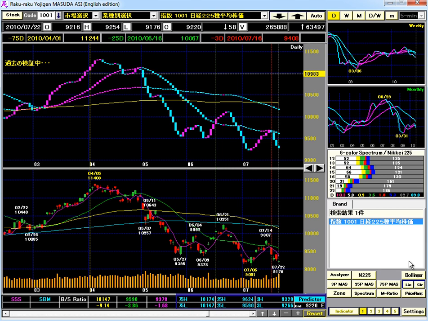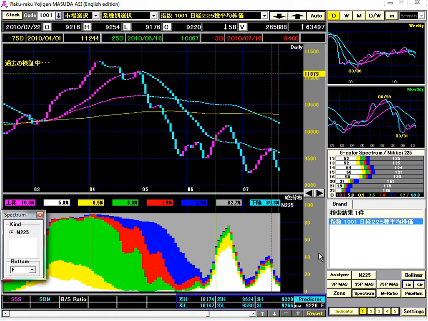Now, until now, we have looked at the 6-color pattern classification and also the 6-color spectrum based off that. The way we get the spectrum is by clicking this button here at the bottom right of the screen. That brings up the 6-color spectrum for the Nikkei 225 index, the Nikkei 225 comprising 225 stocks. On the top half of the chart we have the Masuda ASI chart here, also showing the actual Nikkei 225 index.